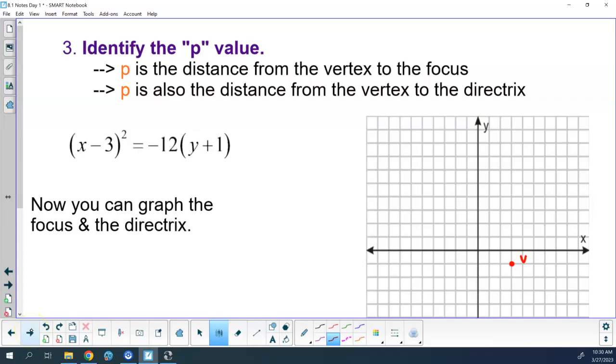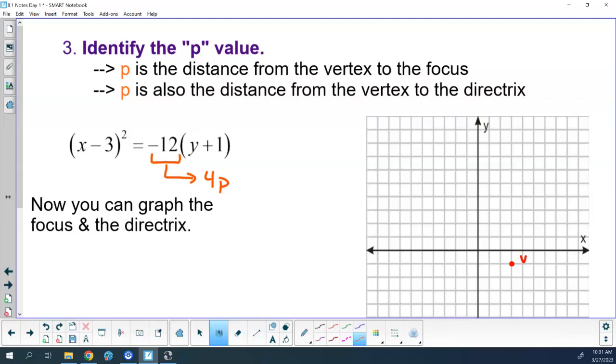So we got that. So we know now step number 1 said that this parabola is going to open down. Step number 2, we found the vertex at the point 3, -1. We put it on our graph. Okay? Step number 3 now says that we are going to identify the p-value, because p is the distance from the vertex to the focus, and p is also the distance from the vertex to the directrix. So this number right here is 4p. Right? From our general form that you have written down. It was 4p.